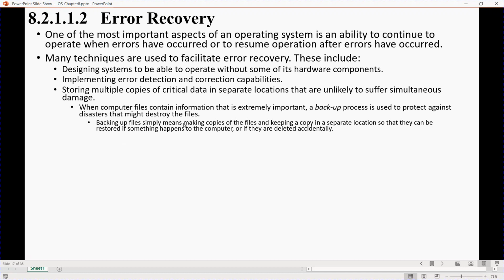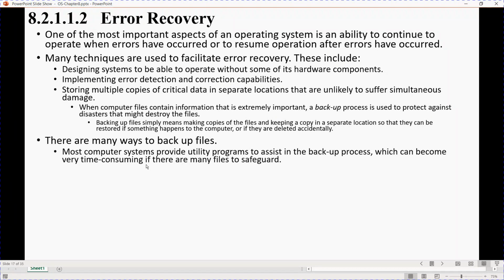To back up a file just means make a copy of the file and put it in a different location so that you can restore it if something happens to your computer or if somebody accidentally deletes the file on the main computer. There are lots of ways to back up files. Most computer systems have utility programs to help in this backup process. Of course, this can be very time-consuming if there are a lot of files.